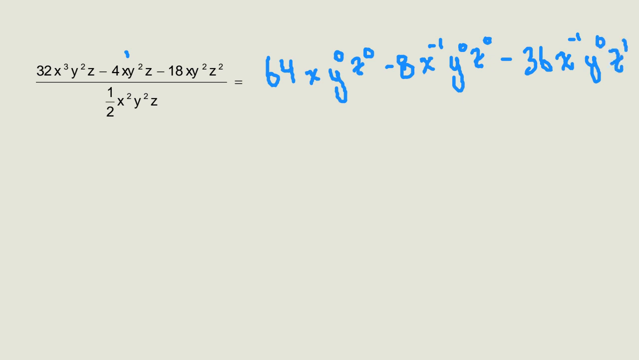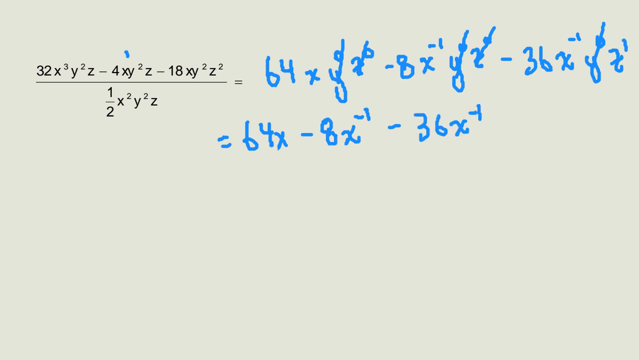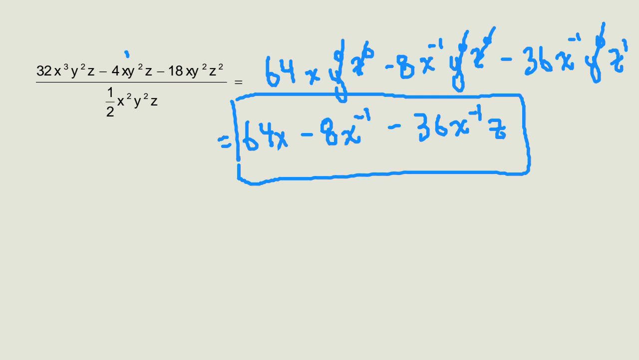Okay. Gone, gone, gone, gone. So I'm left with 64x minus 8x to the negative 1 minus 36x to the negative 1 z. And that is my final answer because I cannot combine these. I have an x, then I have an x with a negative 1, and then I have an x with a negative 1 with a z. So that is your final answer.